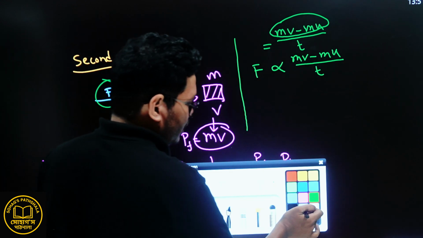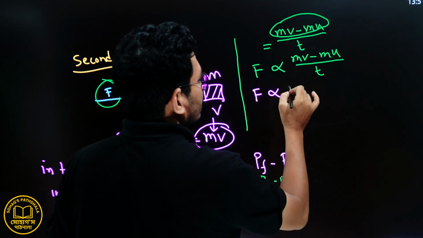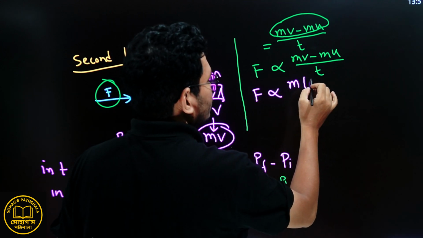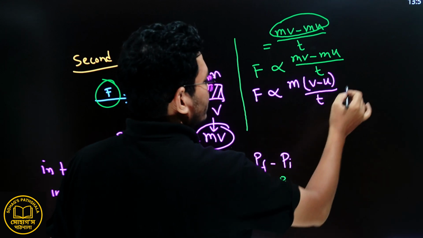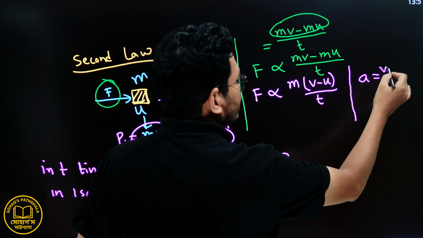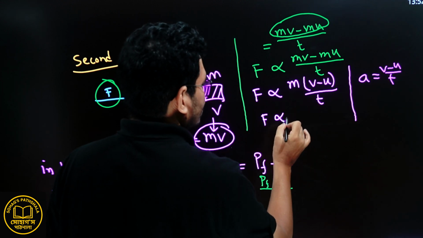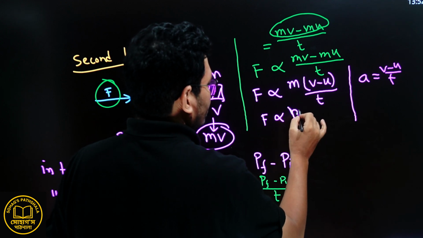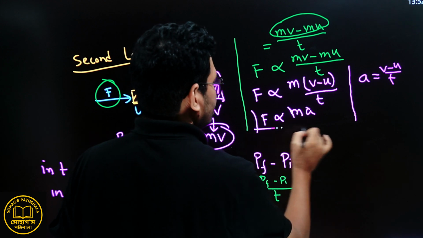Now let's see how we can solve it. F is proportional to m. If we take m common, we get (v minus u) by t. So we know acceleration a equals (v minus u) by t, right? So we can write F is proportional to m times a. That's what we can write here.